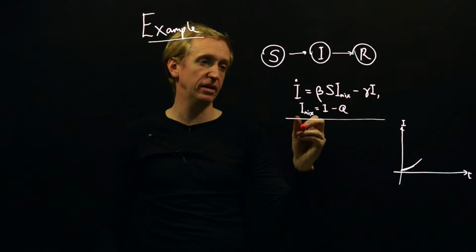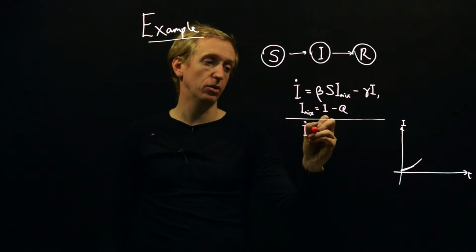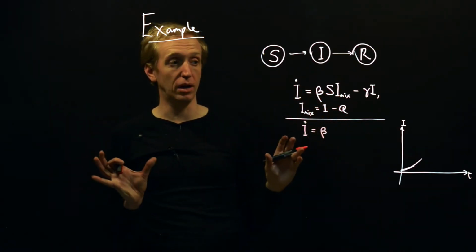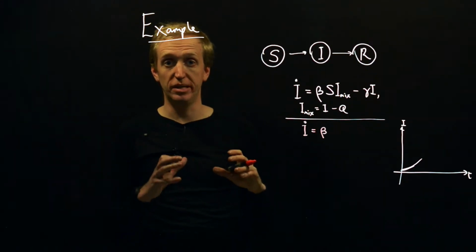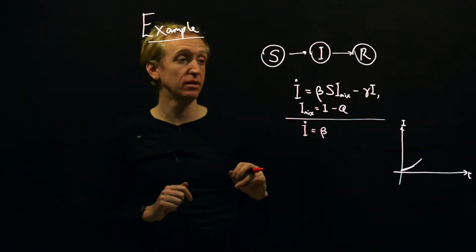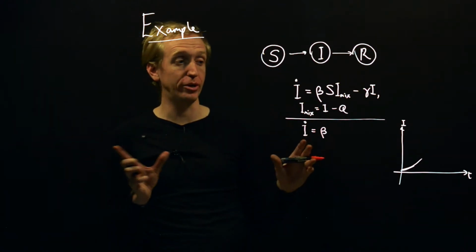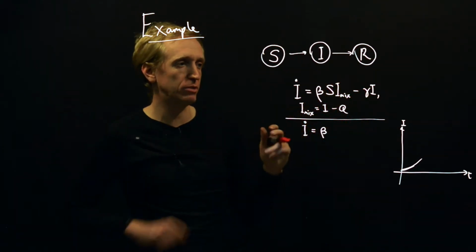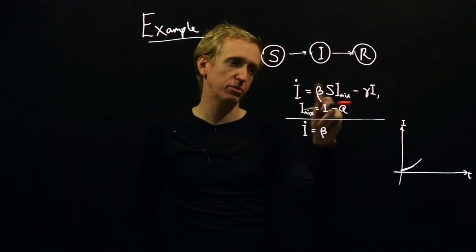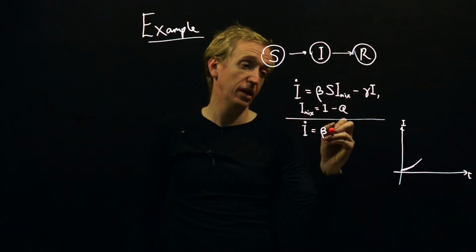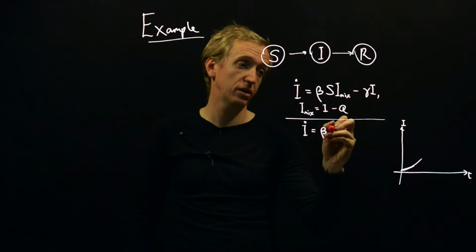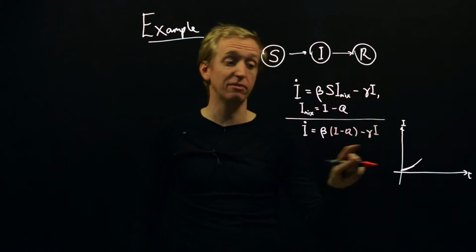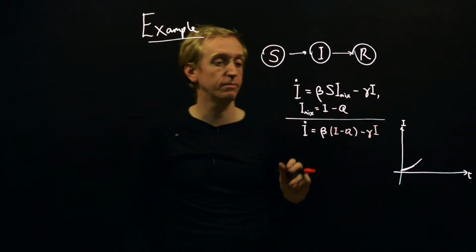I dot is equal to beta. Let's just assume that everything is normalized so that the size of the entire population is 1 unit. So if we start off in a situation where everyone is susceptible and the number of infectious people is very, very small, then we can approximate this first equation by beta times I mix, which is I minus Q, and minus gamma I. I encourage you to check this linearization for yourself. It's very quick to do.